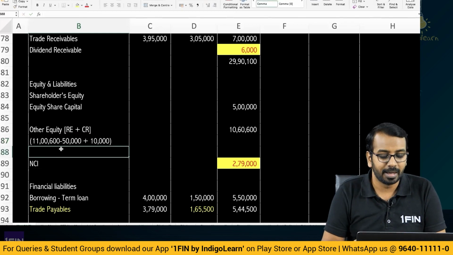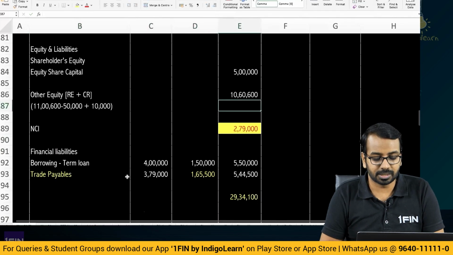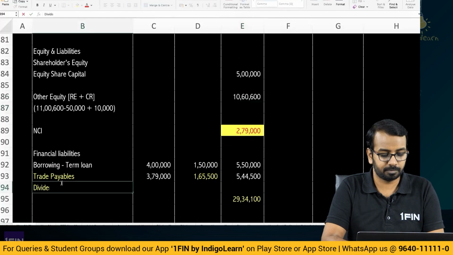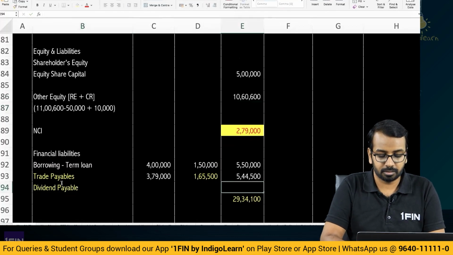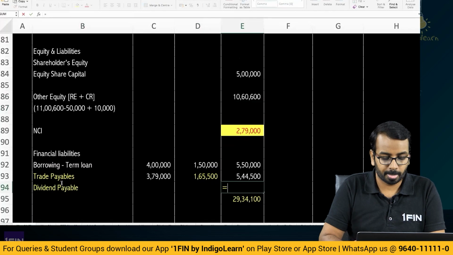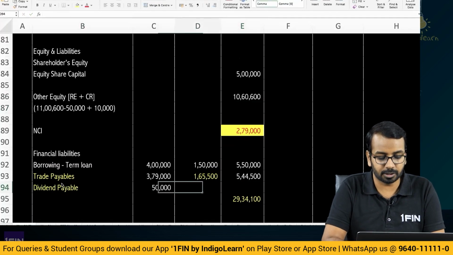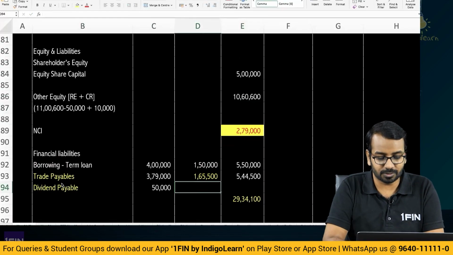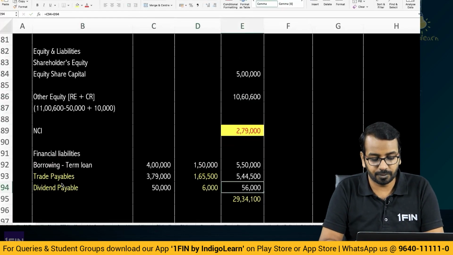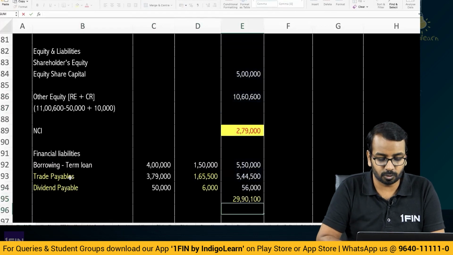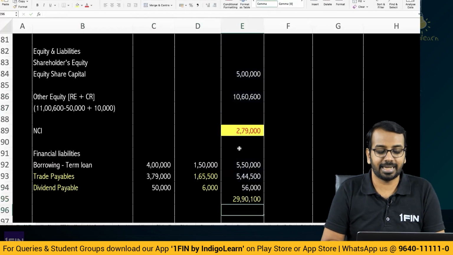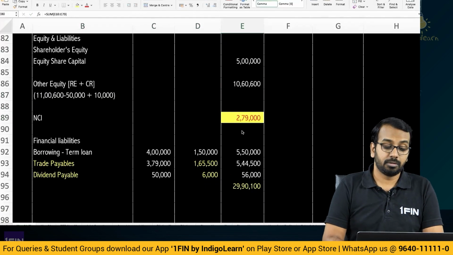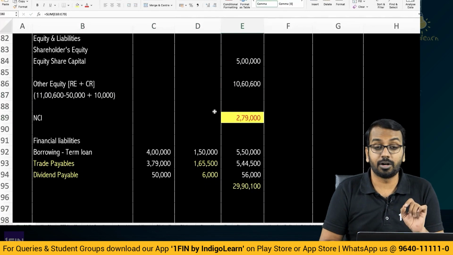Okay. So that will become 10,60,600. Then we have dividend payable for the parent, which is 50,000. Parent has to pay 50,000, and subsidiary also has to pay dividend to the non-controlling interest, which is 6,000. So the total comes to 56,000. If you include that in the total, it again comes back to 29,90,100. Here also 29,90,100. Okay.